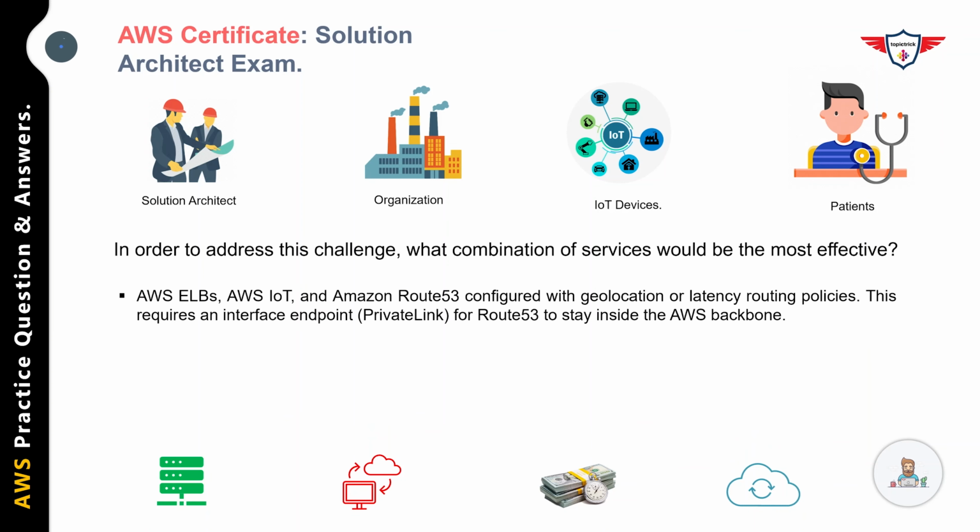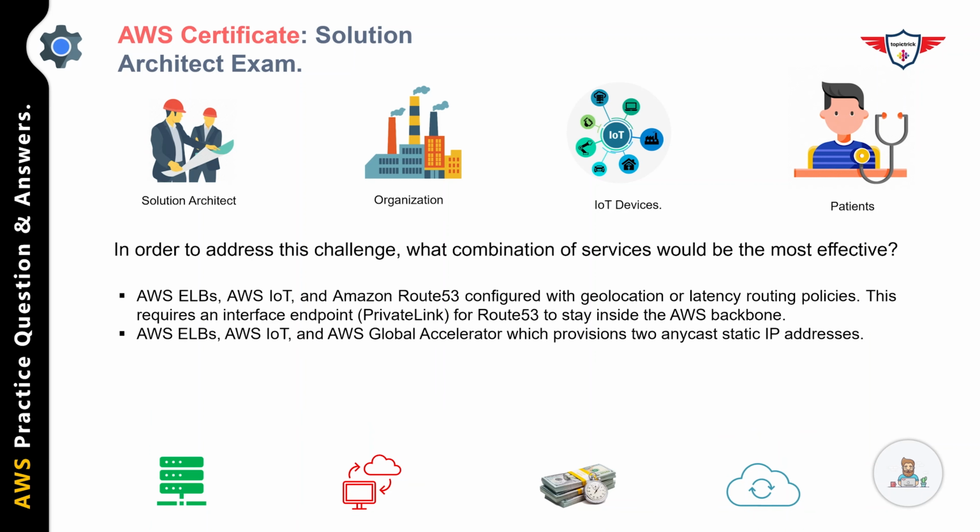Your options are: Option 1, Amazon Elastic Load Balancer, Amazon IoT, and Amazon Route 53 configured with geolocation or latency routing policies. This requires an interface endpoint, that is PrivateLink, for Route 53 to stay inside the AWS backbone. Option 2, AWS Elastic Load Balancer, AWS IoT, and AWS Global Accelerator, which provisions two anycast static IP addresses.